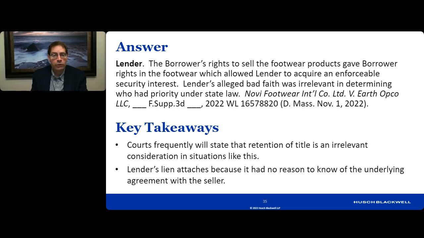That's why the court here is ruling in favor of the lender, because the borrower's rights to sell the footwear products gave the borrower a right in the footwear, which allowed the lender to acquire an enforceable security agreement, right? So you get attachment, in other words. The key point of this is that courts typically don't pay much attention to title. Again, if you're representing somebody that's selling in this type of situation, they really need to protect themselves by making sure a UCC is put on file.